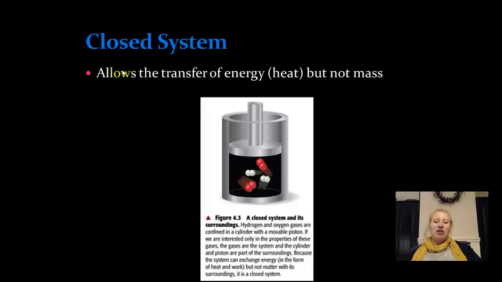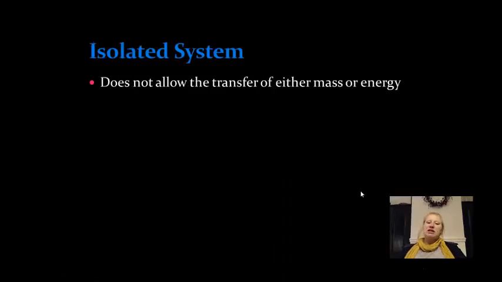You can also have a closed system. A closed system only allows the transfer of energy as heat, but you cannot change the mass. So for example, here's a piston. A piston is a closed system because the gases inside cannot escape. However, it can transfer energy through conduction in the sides of this piston. So an isolated system does not allow the transfer of either mass or energy with its surroundings. It's completely closed off.